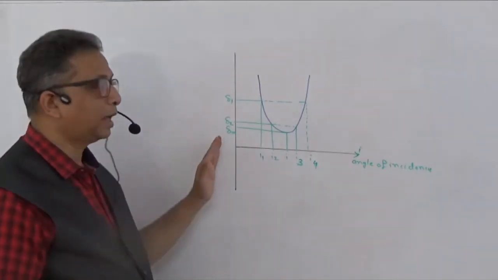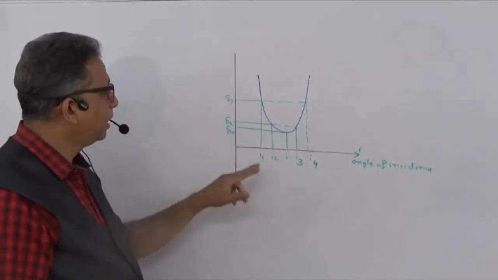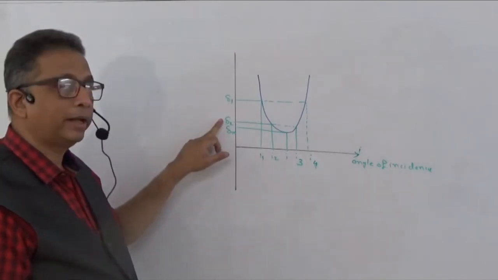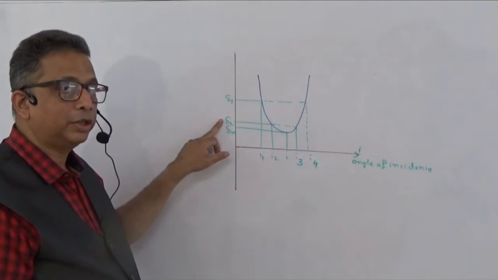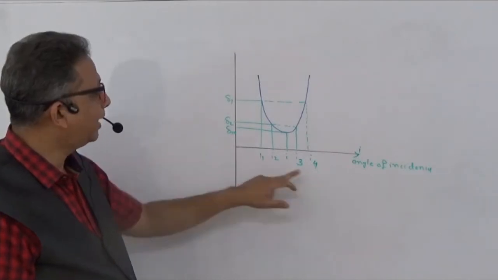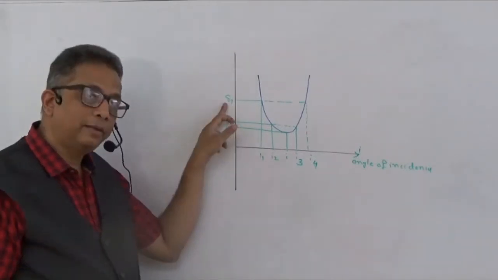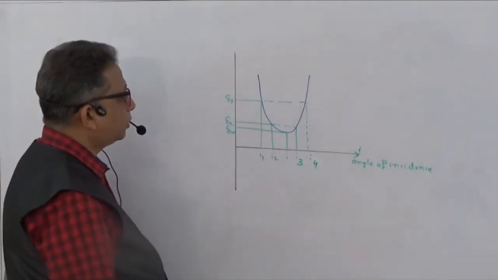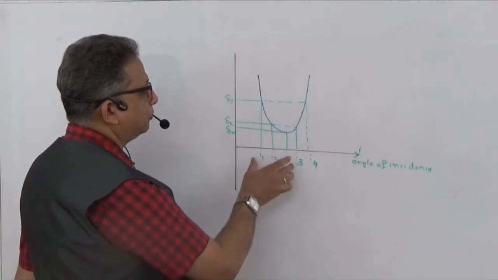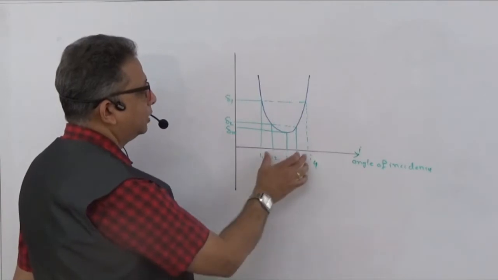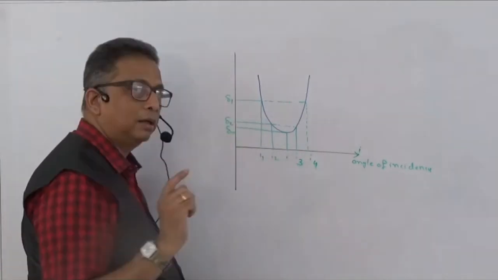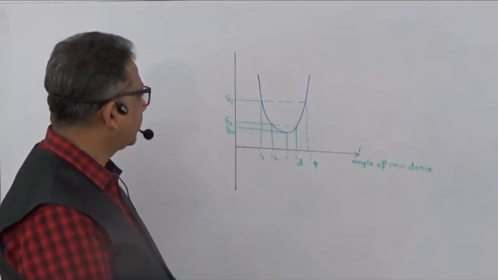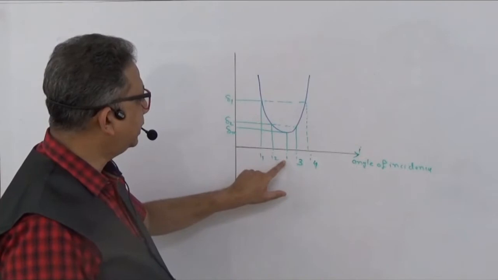So from this graph you can come to know that for two angles of incidence, that is I2 and I3, it has the same angle of deviation, delta 2. Again, for I1 and I4, it has the same angle of deviation, that is delta 1. So there may be various sets of two angles of incidence for which you will get a single deviation.